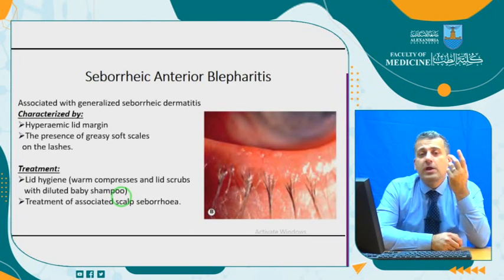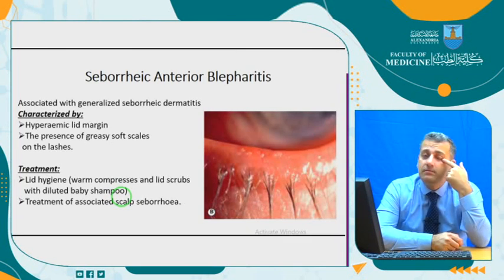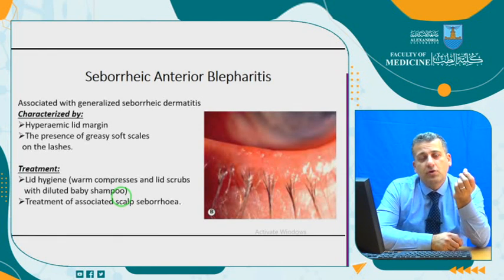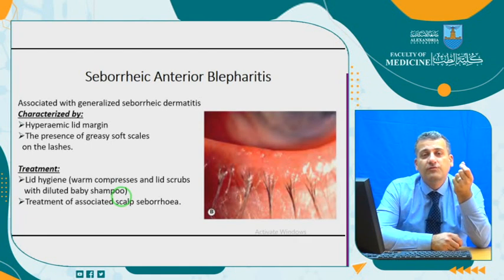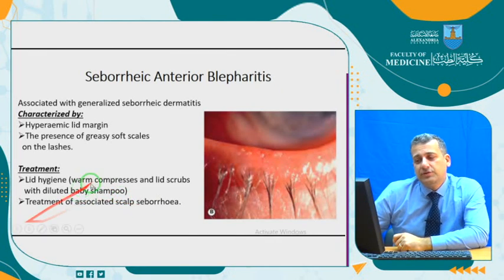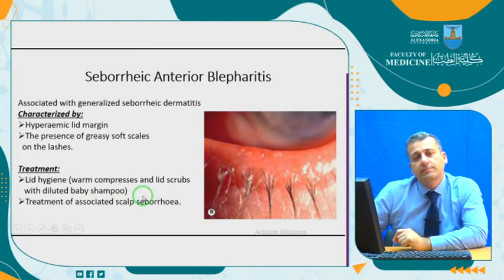Okay, again, we can use any soapy material to clean the lid margin, but any soap, if it enters the eye, causes a burning sensation because of the nature of the detergent or the soapy material itself. But if you use the Johnson baby shampoo, we can clean the lashes to remove the sebum or greasy material, and if it enters the eye, it will not cause that burning sensation. Also, we have to treat the associated scalp seborrhea, because it will lead to recurrence of the anterior blepharitis if it's not treated.